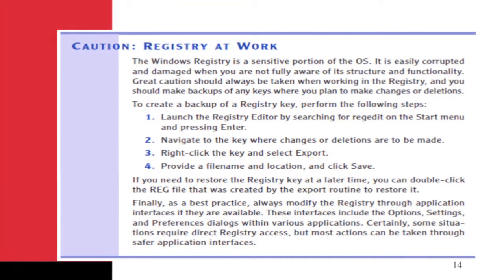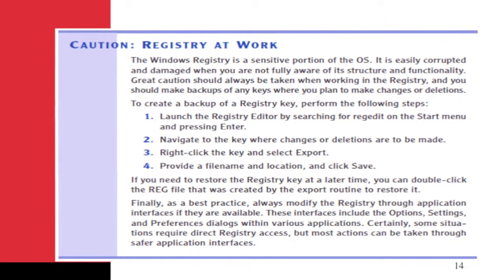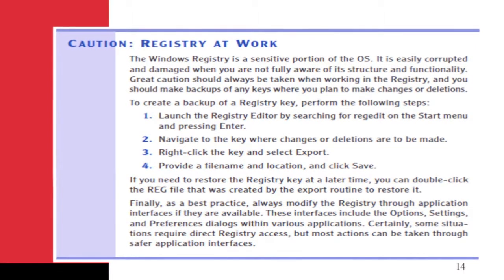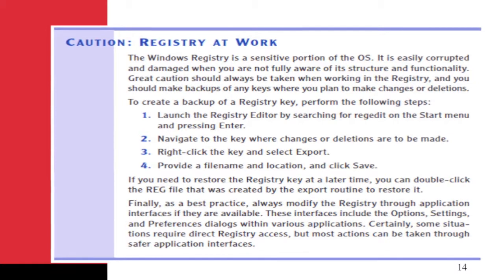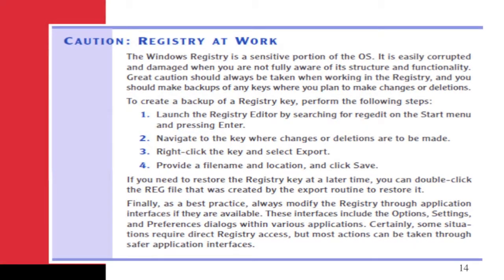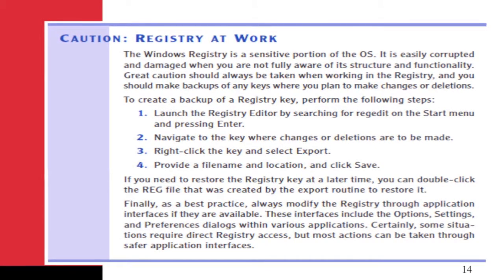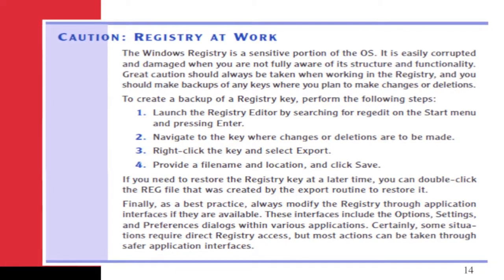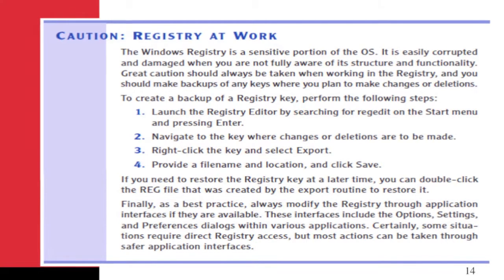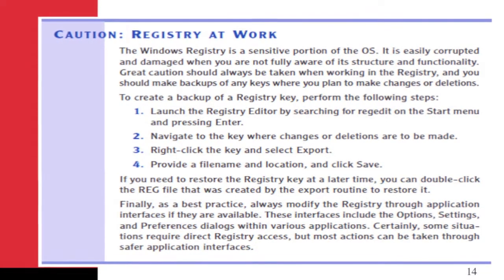The Windows registry is a sensitive portion of the operating system. It is easily corrupted and damaged when you are not fully aware of its structure and functionality. Great caution should always be taken when working in the registry, and you should make backups of any keys where you plan to make changes or deletions. This slide tells you how to export or make a backup of your registry.